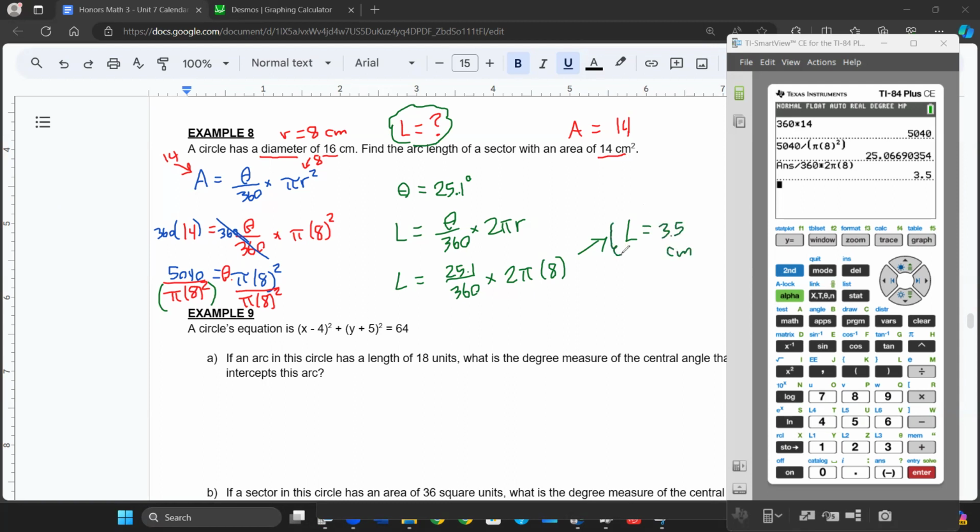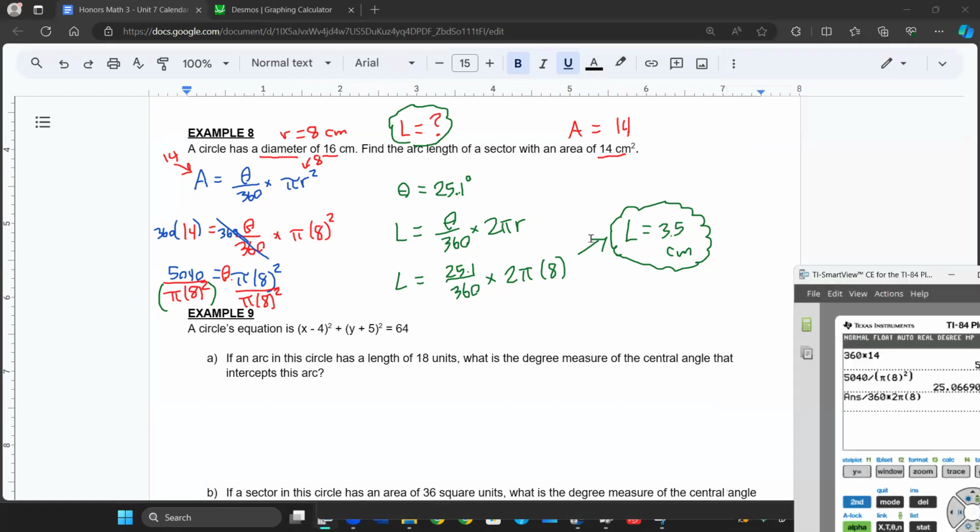That's pretty much the idea. We just want to be able to be given one thing and be able to get the other using both formulas. Let's look at that last example. So write this down if you haven't gotten that, and we'll move on to the example with the circle equation.